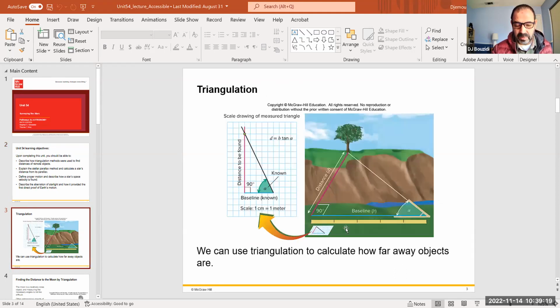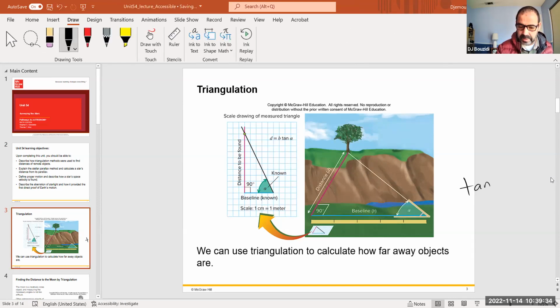So as I was saying, if you move from one location to the other, and if this is a right angle triangle, you can use plane geometry. If you know the base, you can find the distance using just the trig function tangent. The tangent of this angle, which is alpha here in the picture, is the opposite, which is the distance that you really want to find, divided by the base, which is the distance you can travel and measure. So in this case, it's the opposite over the adjacent.